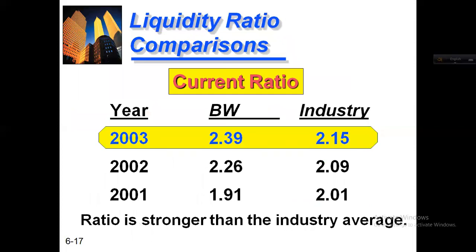So this is the trend analysis. You can see in 2001, the current ratio was 1.91. In 2002, it was 2.26. In 2003, it is 2.39. So you can see that there is an increasing trend, increasing year by year.